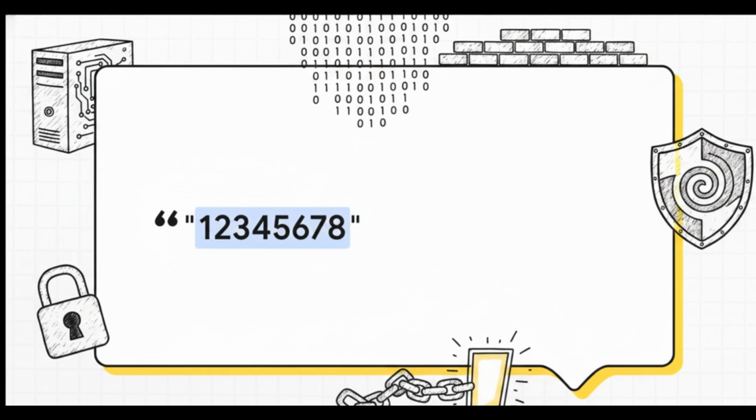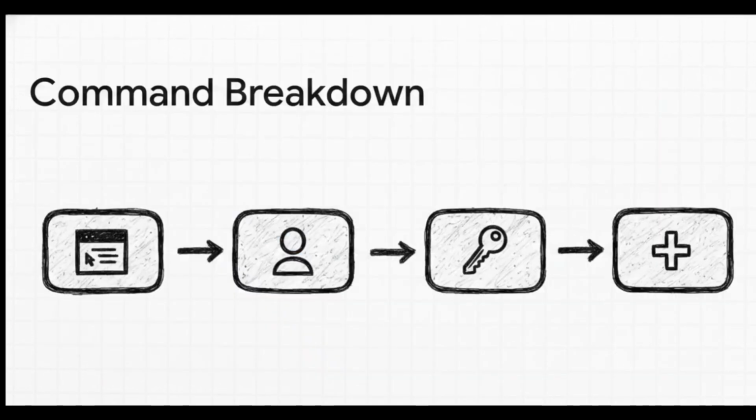Now, let's talk about that password for a second. 12345678. This is what the source material uses for the example, and I gotta say, please never use a password like this for anything important. It is the definition of a weak password. It's a huge security risk, especially for an admin account. But for our demonstration, it gets the job done. So let's pull this one apart too.